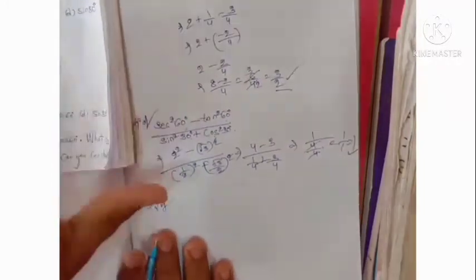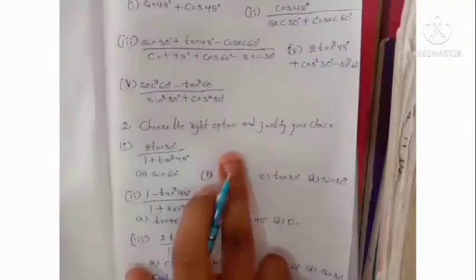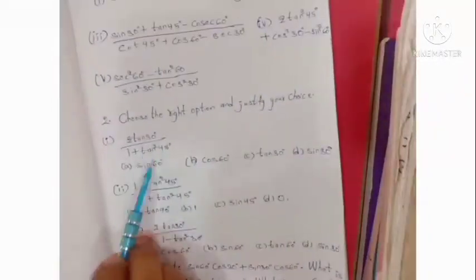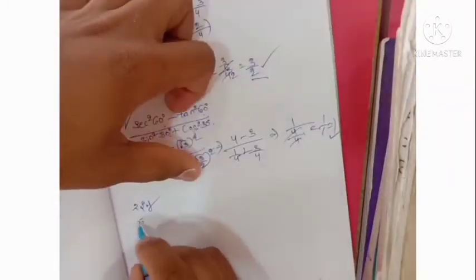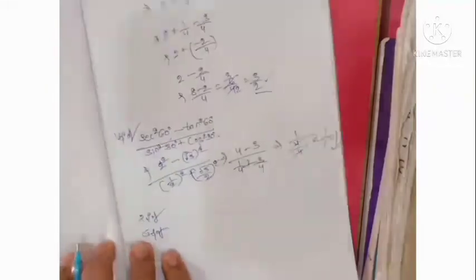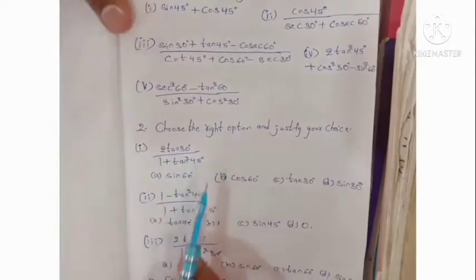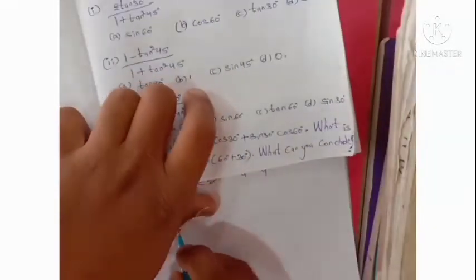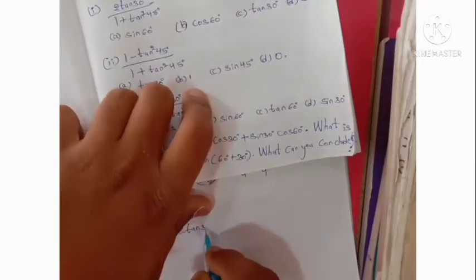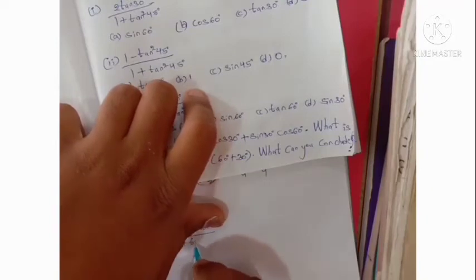Second, choose the right option and justify your answer. Here is the question, and these are the options. What is the correct one we should say? First just simplify the answer, then you can go to the options. The question: 2 tan 30 degrees by 1 plus tan square 45 degrees.